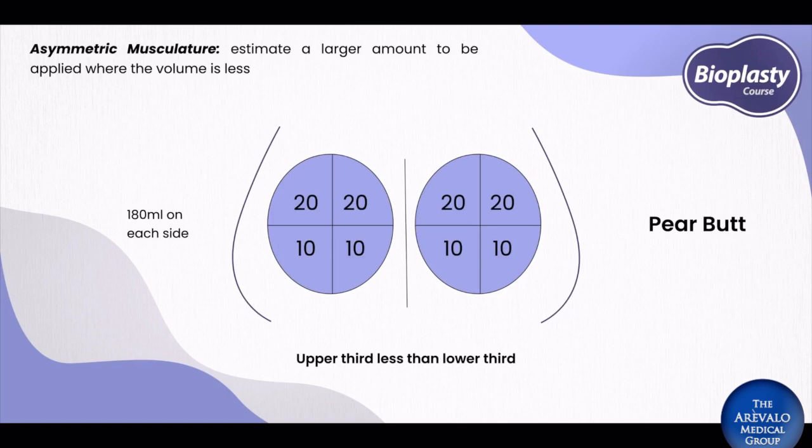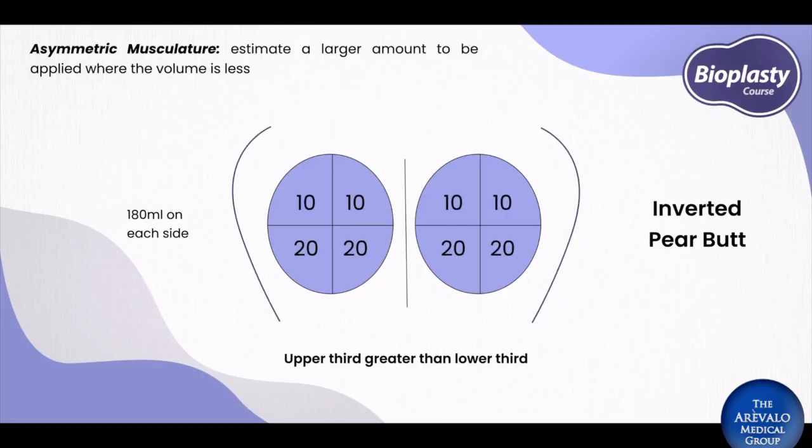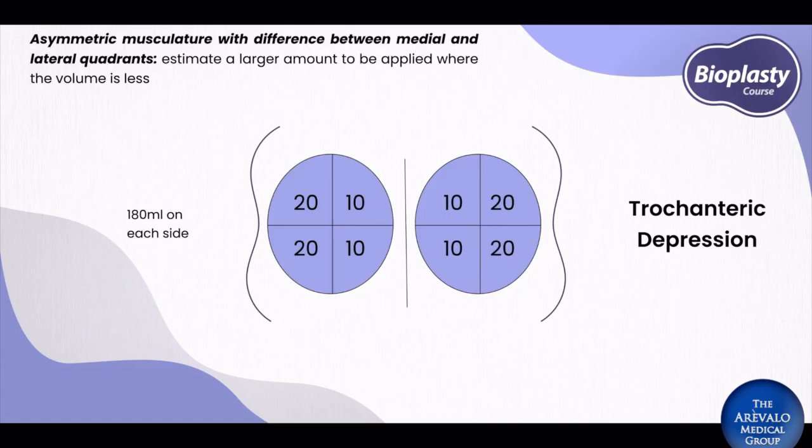When the upper third is smaller than the lower third, we usually call it pear butt. In the case of the inverted pear butt, we apply more syringes on the lower third, where the volume is smaller. For asymmetrical musculature with a difference between medial and lateral quadrants, a larger amount should be estimated to be applied where the volume is smaller. In the case of trochanteric depression, where there is a need for greater muscle projection to correct the depression on the sides and regularize the hip contour, note that more syringes must be directed to the upper and lower outer quadrants for balance and naturalness in the final result.